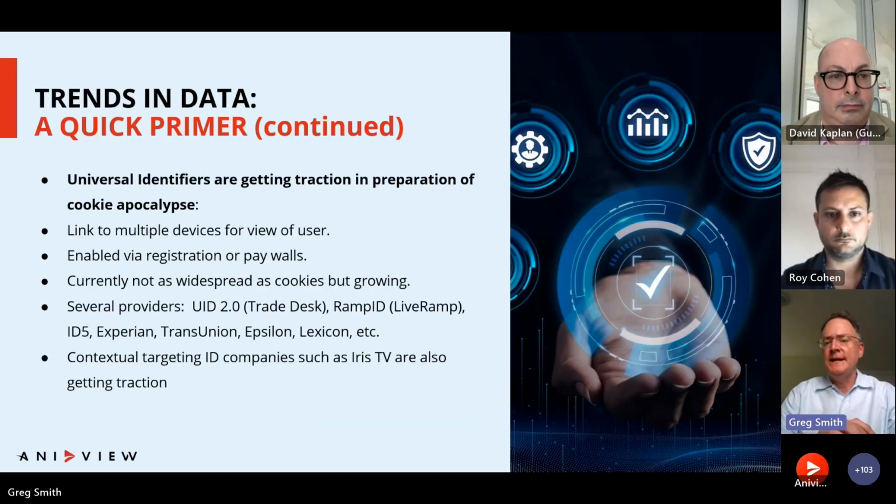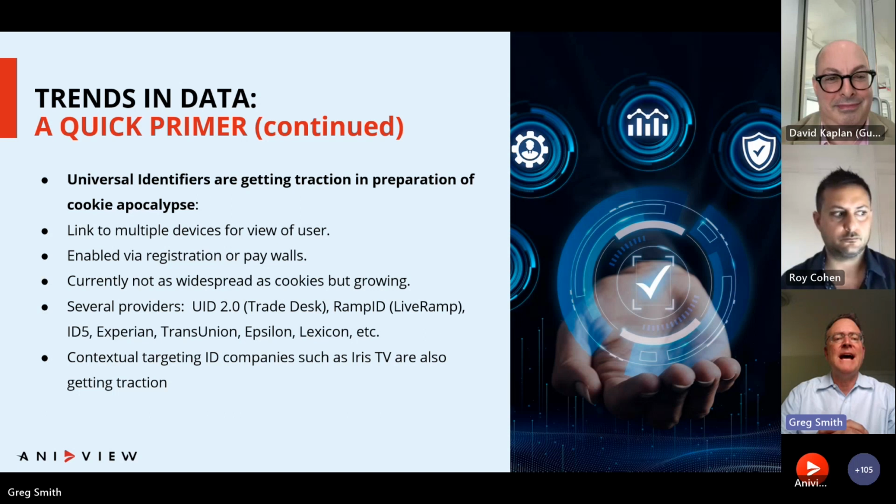And then lastly, on data, the universal identifiers are becoming very, very popular. And that's not just for cookies on the web, that's for multiple devices. So think of it as kind of an identity solution in essence, and that's enabled through registration or paywalls. Ultimately, a provider is putting in a new ID, and then linking that to a particular individual. We could do a whole other webinar on the cost-benefit analysis of a paywall, but won't have the time to do it today.